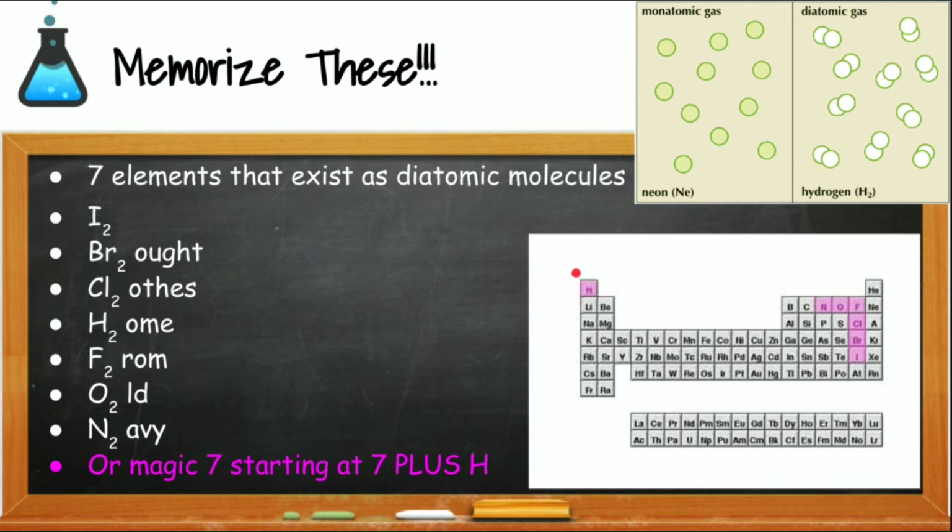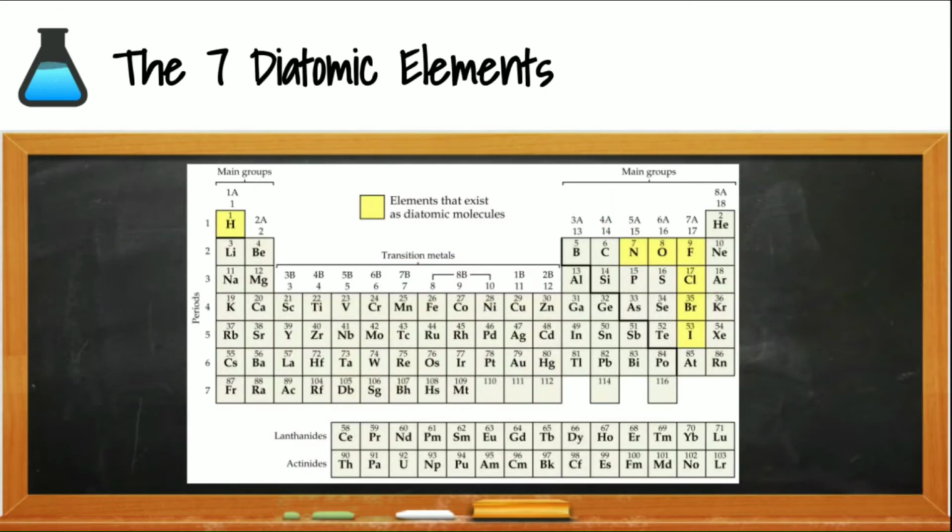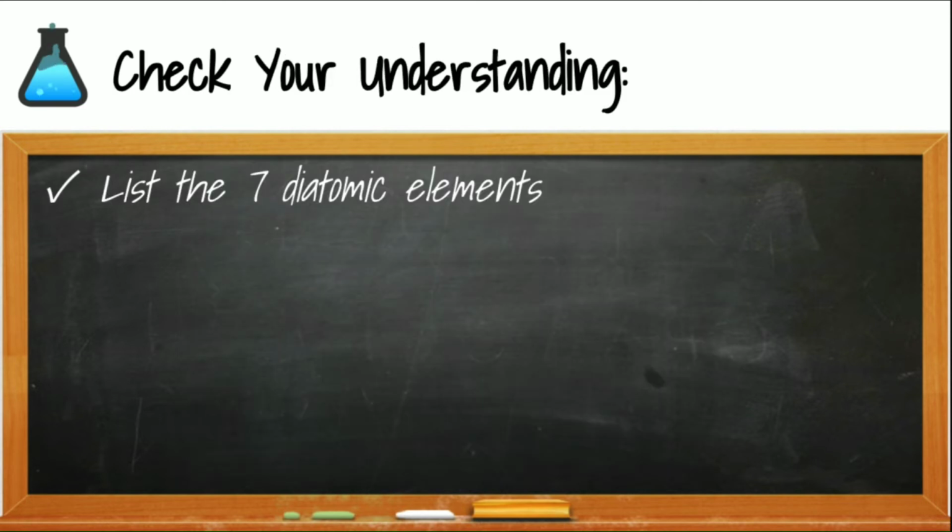It's also called the Magic 7 because not only do we have the number 7, but there are 7 diatomic elements. So here's another picture of the Magic 7 if it helps you memorize the 7 diatomic elements. You choose the way that works best for you. By now, you should be able to list the 7 diatomic elements. Make sure you start practicing this now, as it will be on a quiz in the near future.